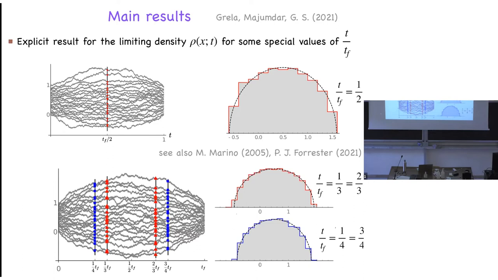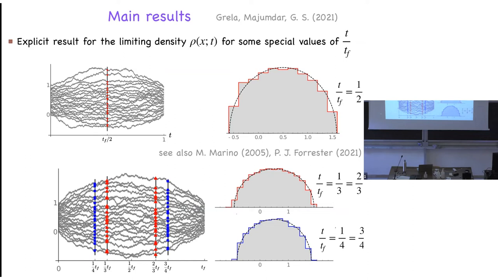And what we are able to do is basically to compute this density for any time t, and in particular for some rational values of the ratio t by tf, like 2/3, 3/4. They have some nice explicit expressions. And of course, in all these cases, they are different from the Wigner semicircle. They may look superficially like that, but of course, their explicit expressions are pretty much different.